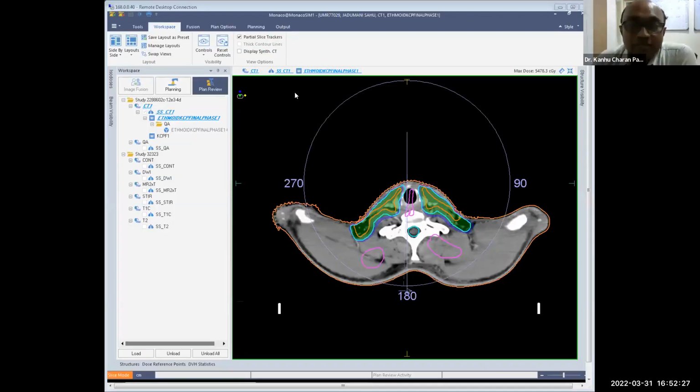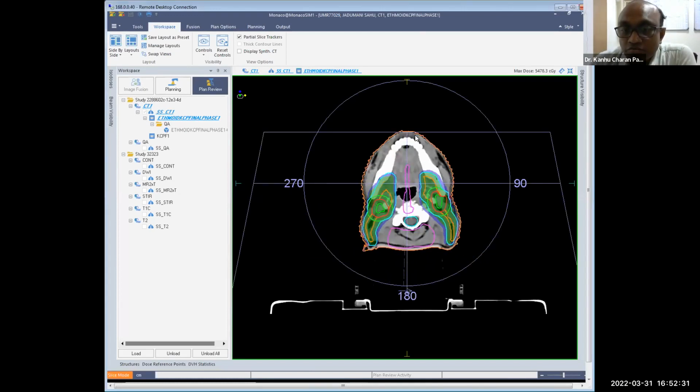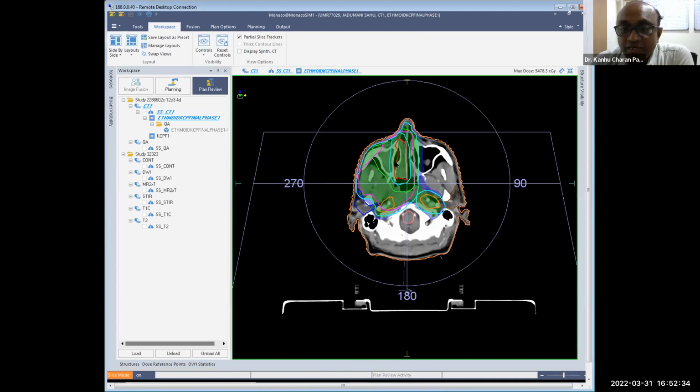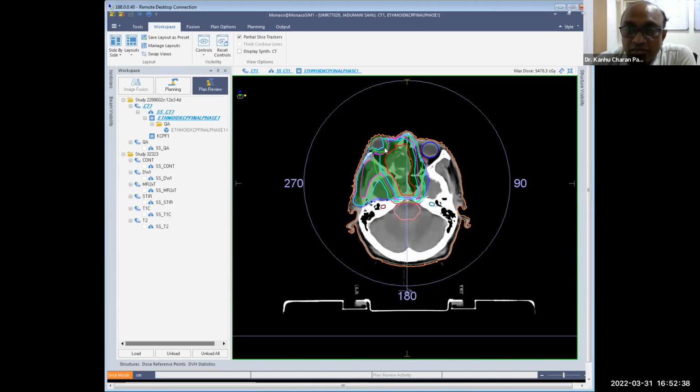So this is a patient with a tumor of the nasal cavity and ethmoidal sinus. It is going into the orbital cavity, and the patient has a loss of all vision in the right eye.